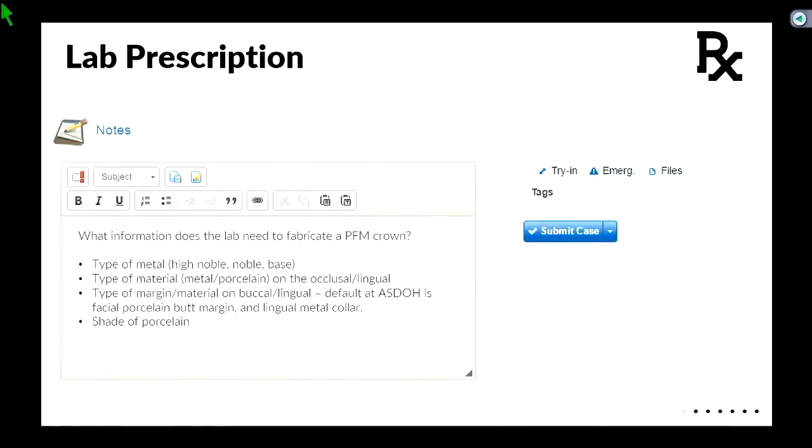Okay, so what type of metal? So you can imagine tooth number 30. Please fabricate a high noble PFM crown, porcelain occlusal, and I want a facial butt margin and a metal lingual collar. And my shade is, and we'll learn about shades later, but like 2M2 is a porcelain shade that we would have.